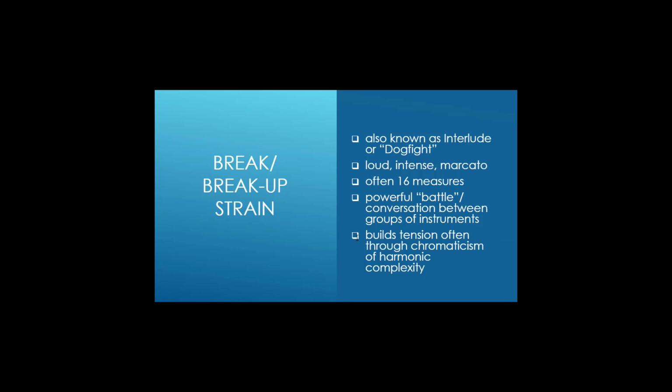This march does not have a break or break up strain, but they're usually easy to spot. So if you are playing a march with a breakup strain, it's going to sound like there's a battle going on between 2 parts of the band. It's usually like the trumpets and woodwinds versus the low brass. That's something to listen for. And it's usually very different from everything else in the march.